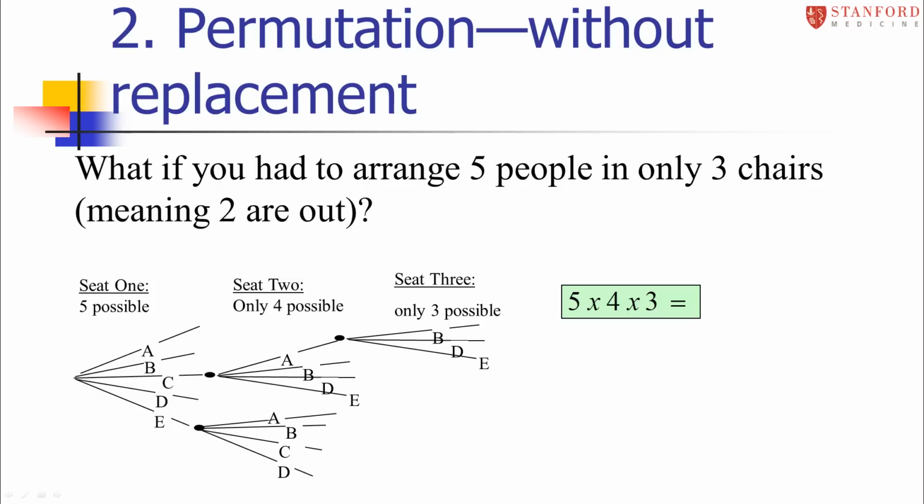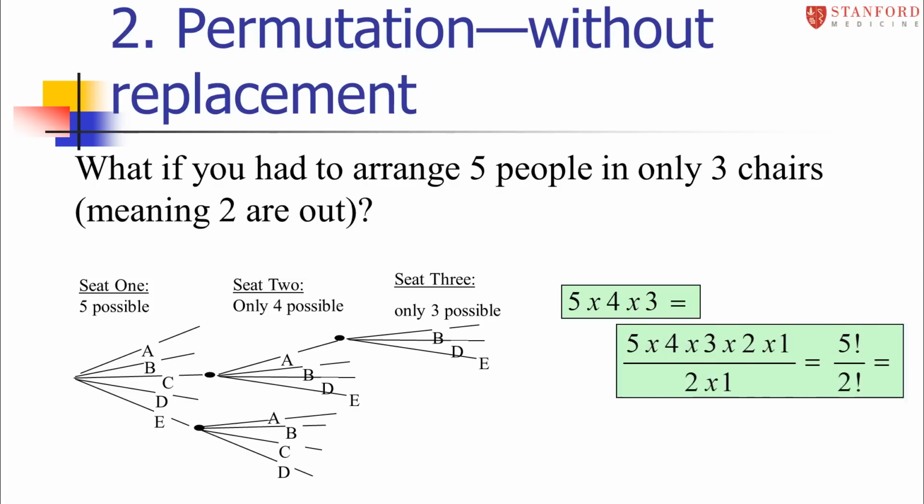Now, it would be perfectly fine for a small problem like this to just write down 5 times 4 times 3 and calculate that out. But imagine I had given you a bigger problem, like 20 people arranged in 15 chairs. Then you would have to write out 20 times 19 times 18 times 17. It's going to be this really, really long product. So I'm going to show you a shorthand involving factorials, a shorthand way to write what I just wrote here, 5 times 4 times 3.